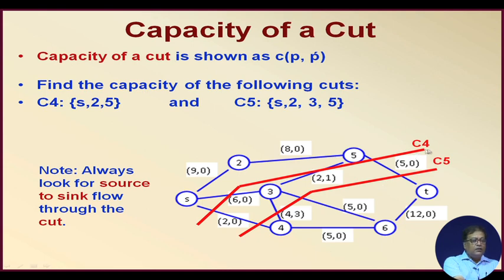But what is the capacity of the cut C4? If you really look at the cut C4, it separates S, 2 and 5 on one side, and 3, 4, 6 and T on the other side. Since 3 is on the other side, the flow has to be taken from 5 to 3. Interestingly, you can write this down in a very interesting manner.